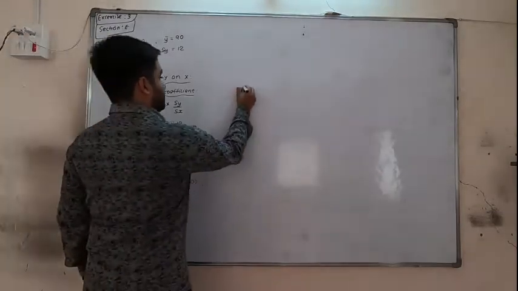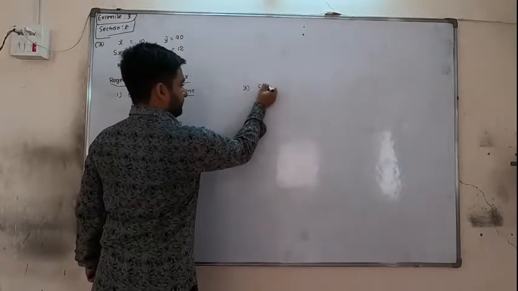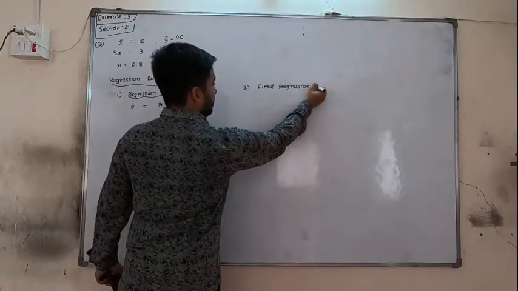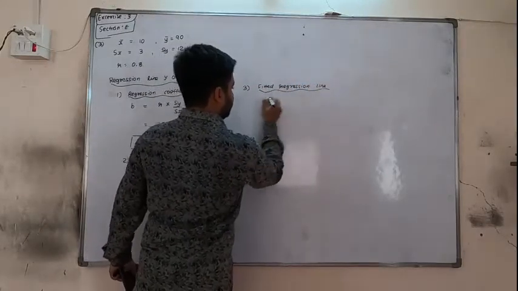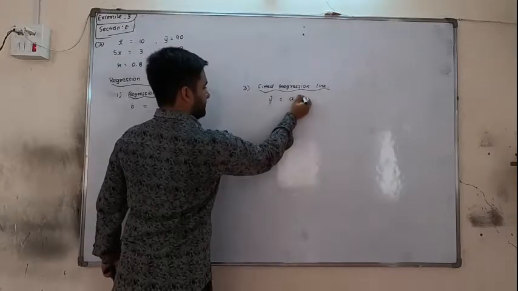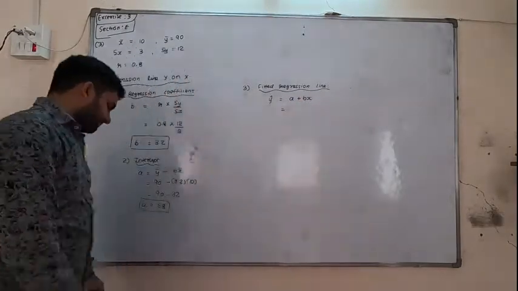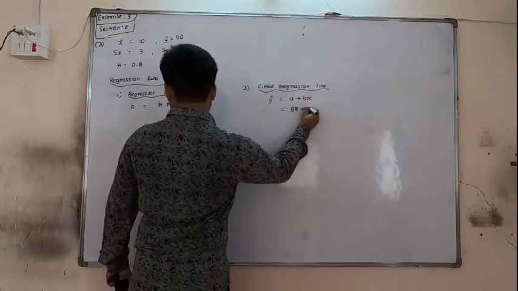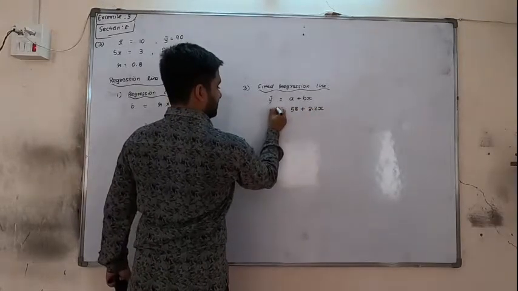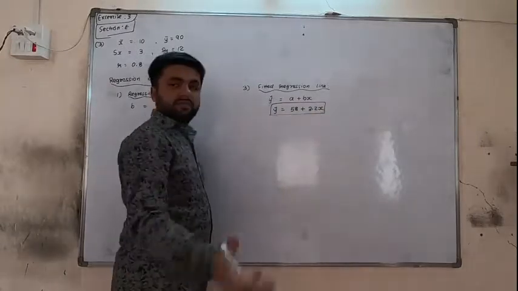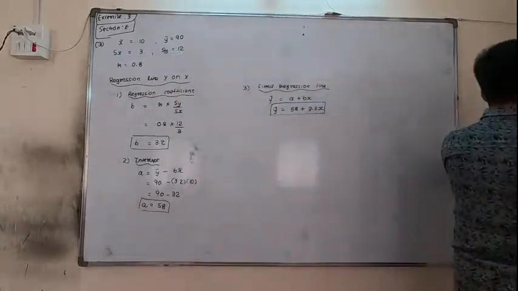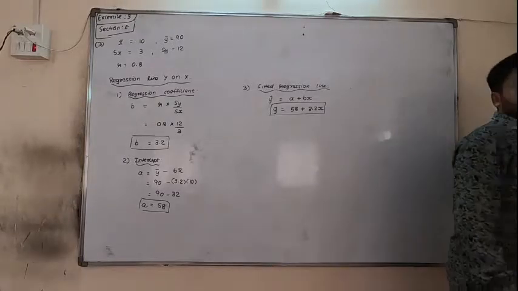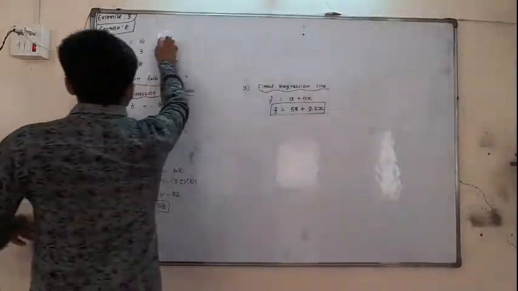And simply the last step, fitted regression line, y cap is equal to a plus bx. Friends, a is 58, b is 3.2 and x. Estimation is not required. So simple sum. This sum can be in section D also, for 3 marks also you can count. Okay, now we are going for the fourth sum. Simple. Very simple things.